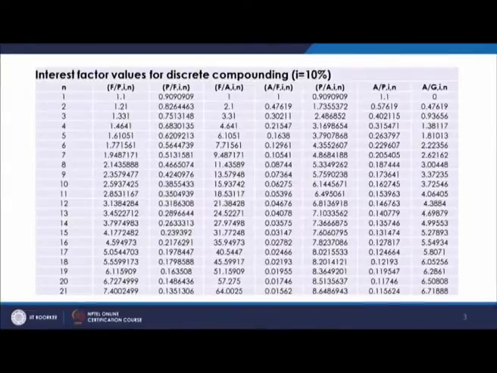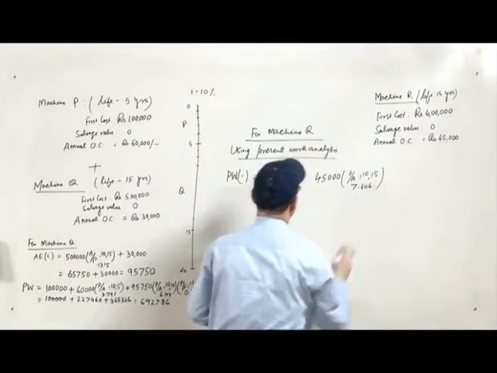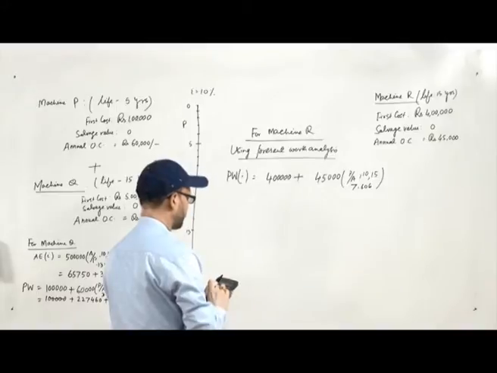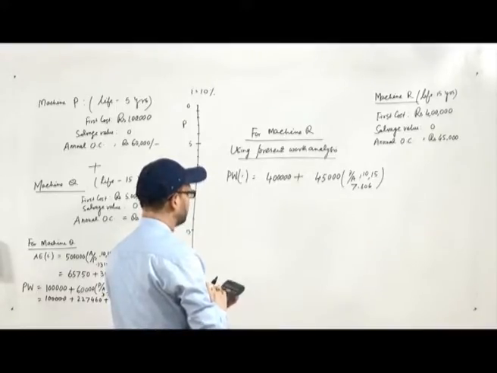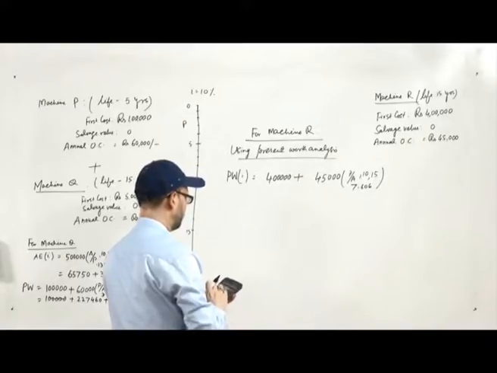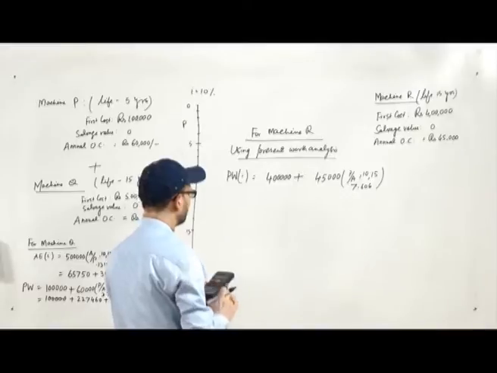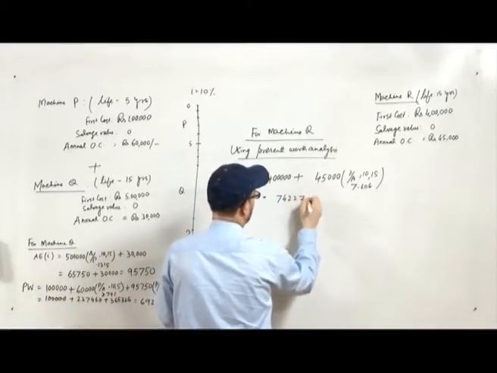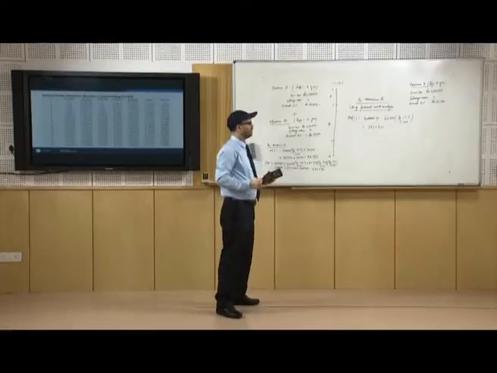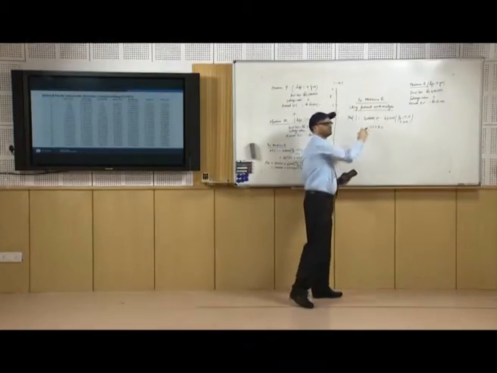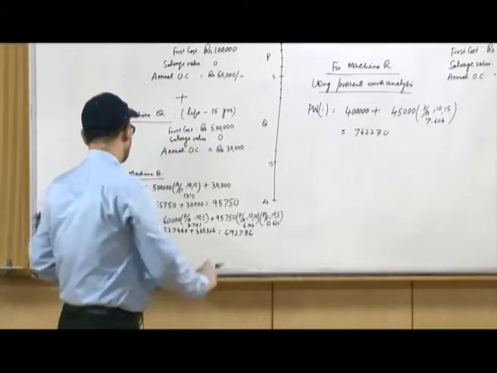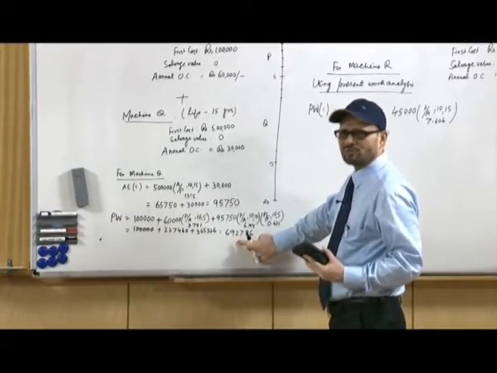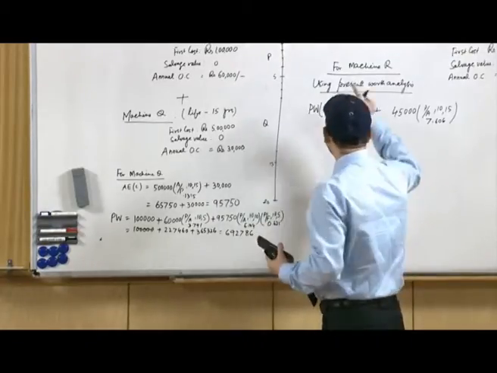So, we will add 4 lakh plus 45,000 multiplied by 7.606. It comes out to be 742,270. Now, if we go for machine R, the present worth value comes out to be 742,270. So, you see that plan 1 requires less amount of investment initially. So, plan 1 should be preferred.